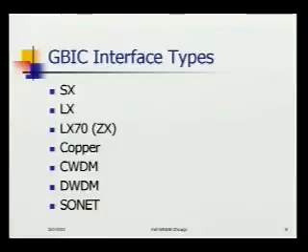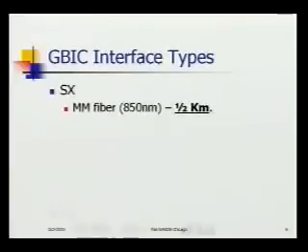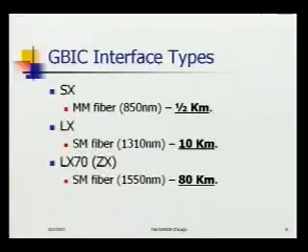GBIC types, they come in a lot of different flavors. I'll just quickly go through them so that you're not confused when you see them in literature. There's the SX, LX, and LX70. Those are kind of the original GBICs that came out. Basically, the difference between them is the distance they go. And that comes to one of the advantages of GBICs. If you need to go a further distance, you don't need to throw away the card. You just unplug the GBIC, plug in a new one that goes a greater distance, and you get that.